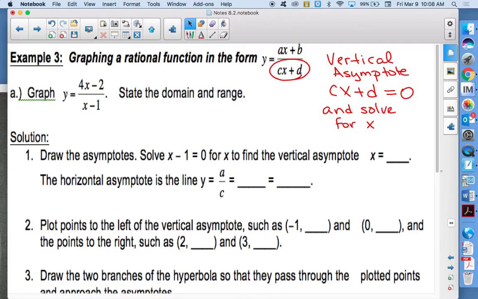So the first step here, to graph something like 4x minus 2 over x minus 1, the first step is to draw the asymptotes and find out what those asymptotes are. So for the vertical asymptote, we're going to solve this little equation. So x minus 1 is equal to 0. We just said that if we solve that, you get x equals 1. So the vertical asymptote is found by taking the denominator, setting it equal to 0.